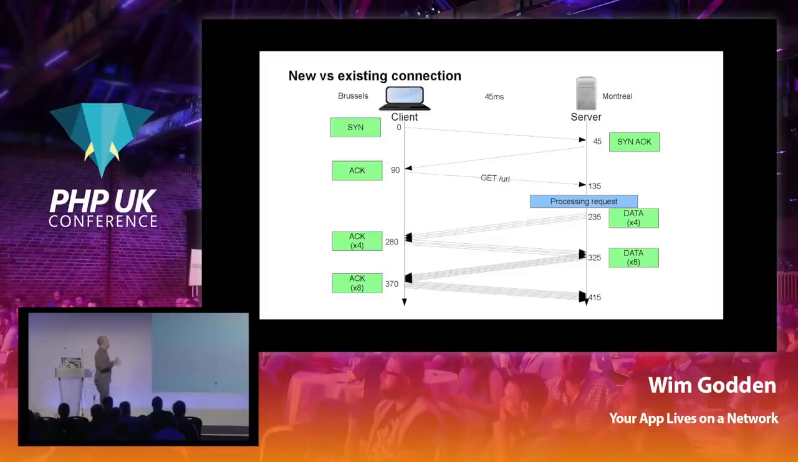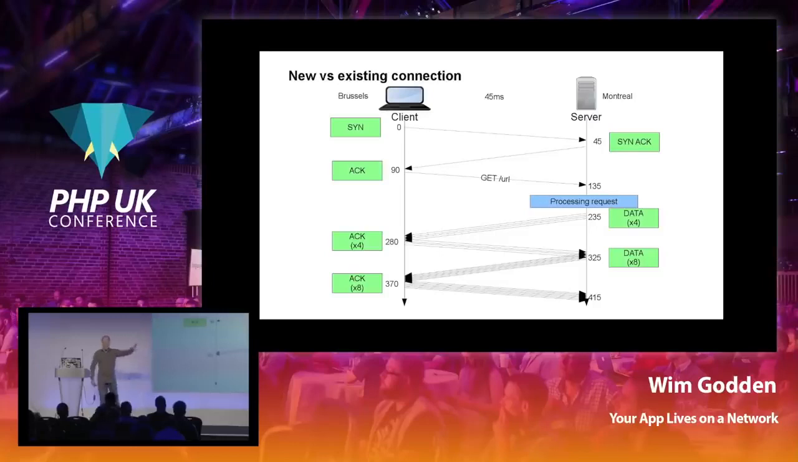So there's a big difference between, and this is very important, this is something web developers can actually change on the server, establishing a new connection or reusing an existing one. So if you have a new connection, well, it's obvious. It's SYN, SYN ACK, ACK, and then at the same time, we send our GET request. And then the server, after 135 milliseconds, says, OK, now I can start processing. Let's imagine that takes 100 milliseconds. Means after 235 milliseconds, the server can reply.